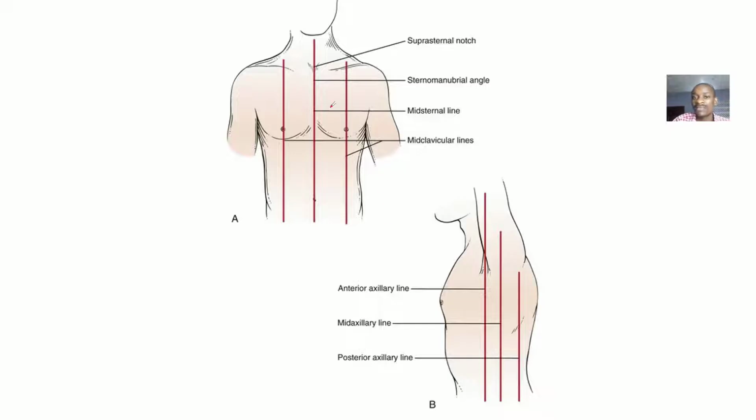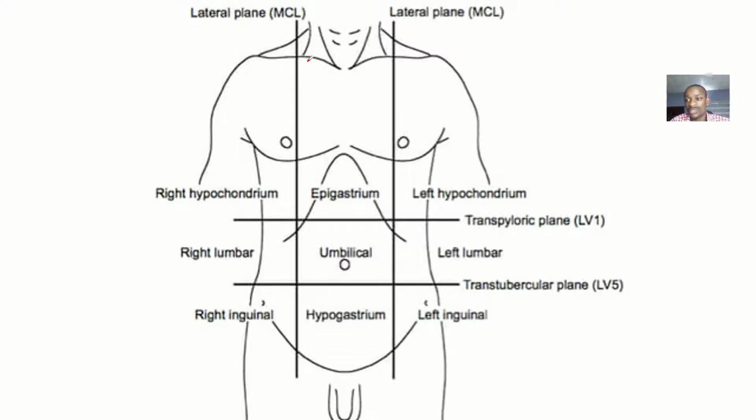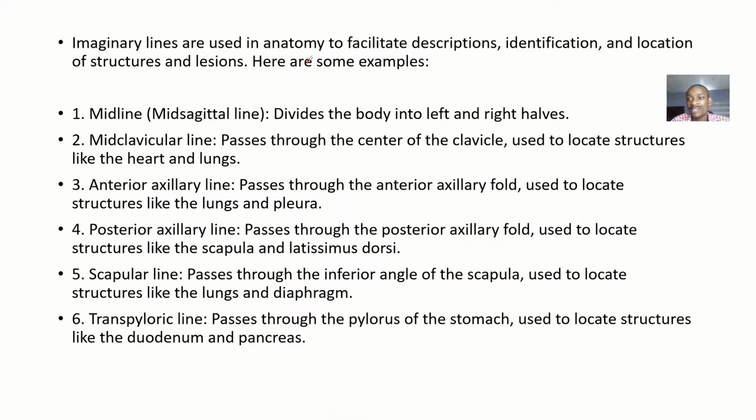All right, now let me say if I want to describe the sternum, I'll say that the sternum is midline. All these lines help us describe structures on the body related to the thoracic area. So let's have the lines now. We say that imaginary lines are used in anatomy to facilitate descriptions, identifications, and locations of structures and lesions, right?